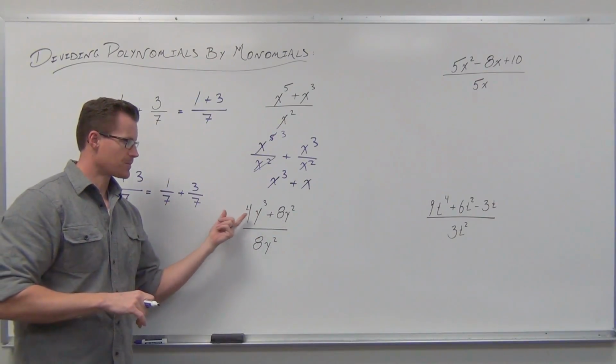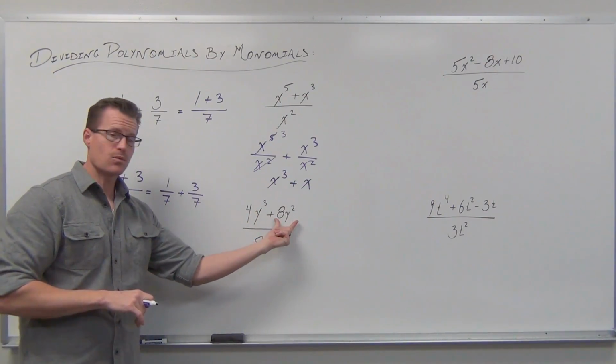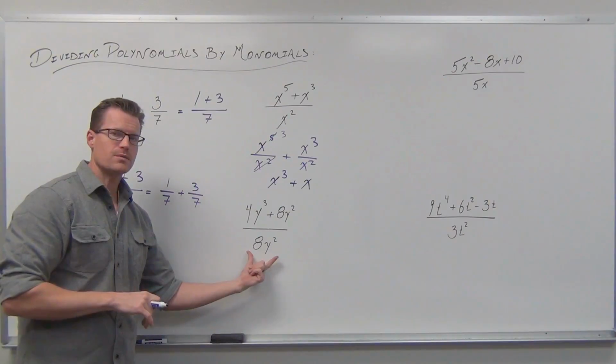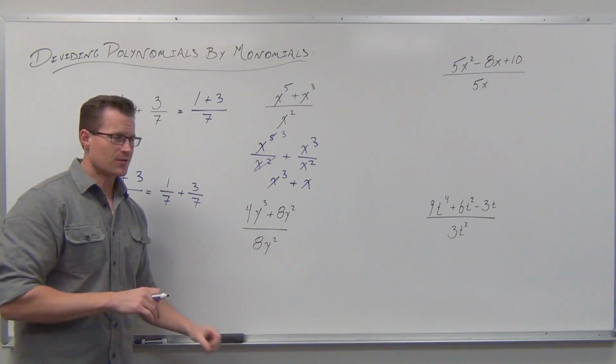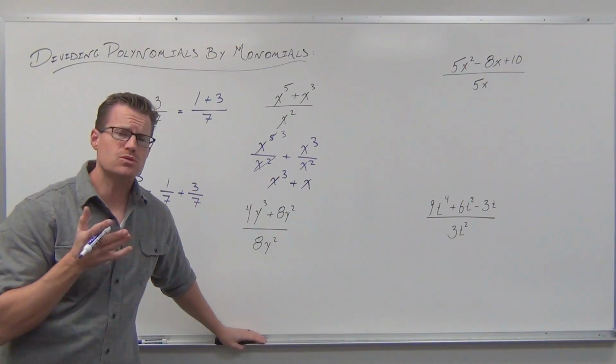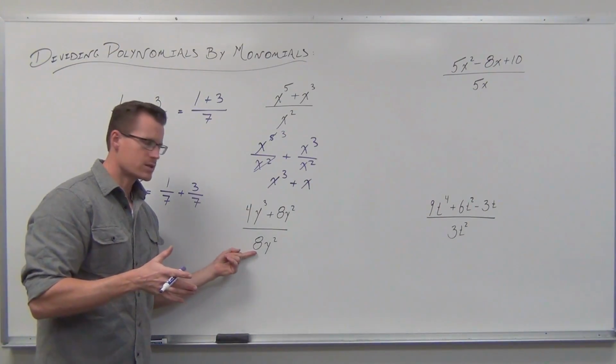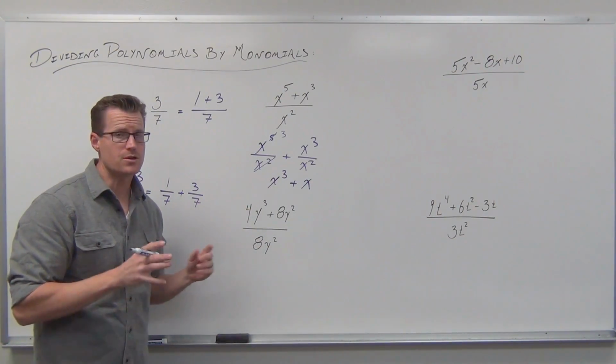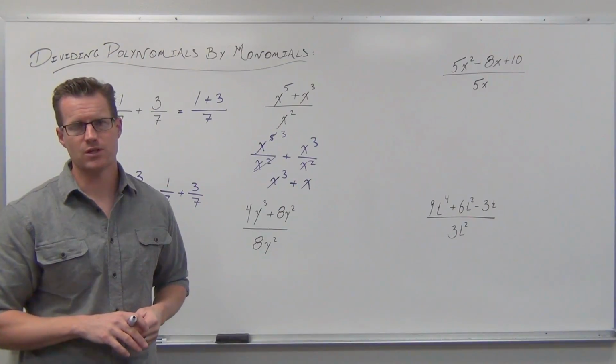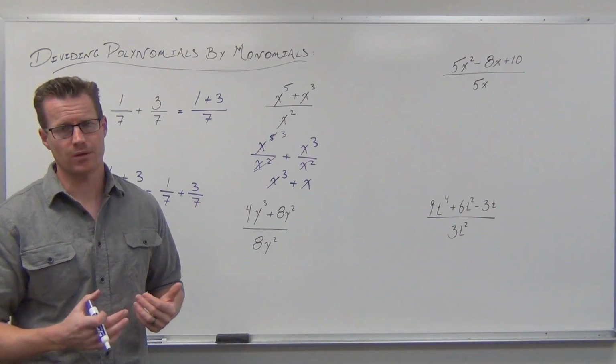Here we have two terms. We have 4y cubed and 8y squared over one monomial, a single term. Now, this begs the question, can you do this if you have more than one term in the denominator? No, you can't. And that's why the next video is going to exist. It is for long division of polynomials.